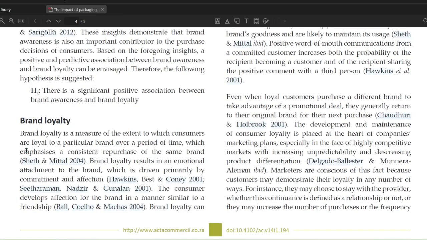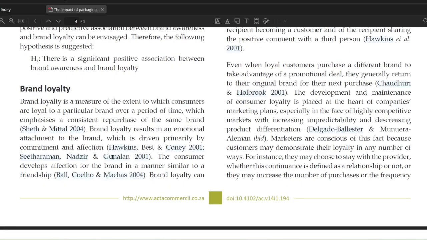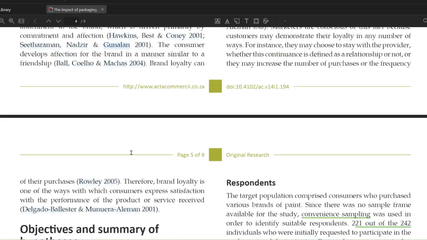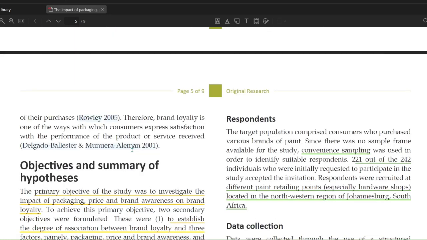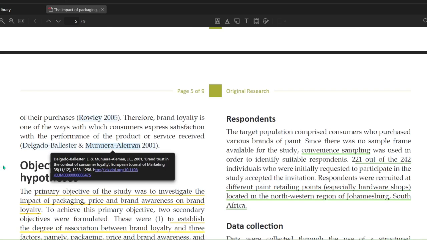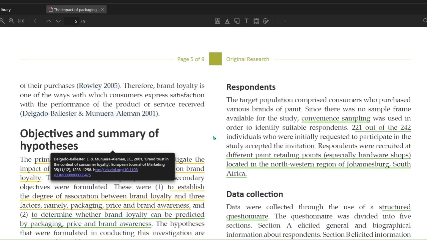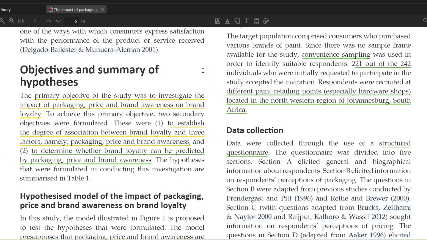And lastly, they described brand loyalty with a lot of references. You can see here is a reference, and here is another one. Next, there is the objective and summary of hypotheses. Here they said the primary objective of the study was to investigate the impact of packaging, price and brand awareness on brand loyalty. We know it from the abstract, as we read the abstract before.